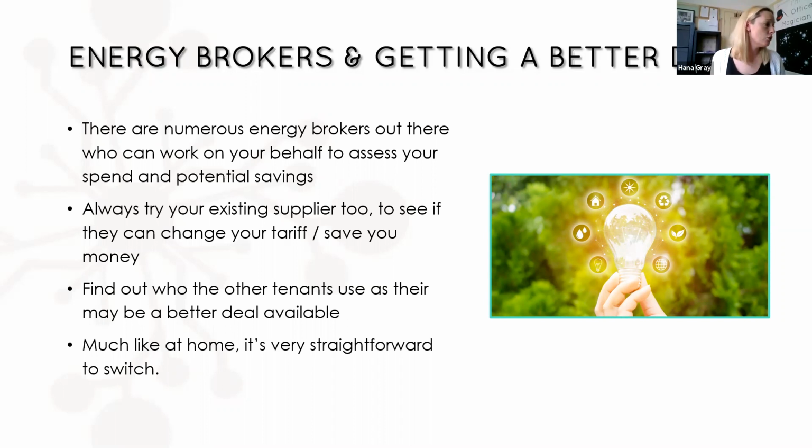Find out who the other tenants use. That's another thing you can get from your tenant meetings, as there may be a better deal available. I've spelt that wrong there, that's terrible. This is me pulling this together late one night this week. And much like at home, it's very straightforward to switch, so it's not too painful. I think it's probably more the thought of doing it that's a bit scary.